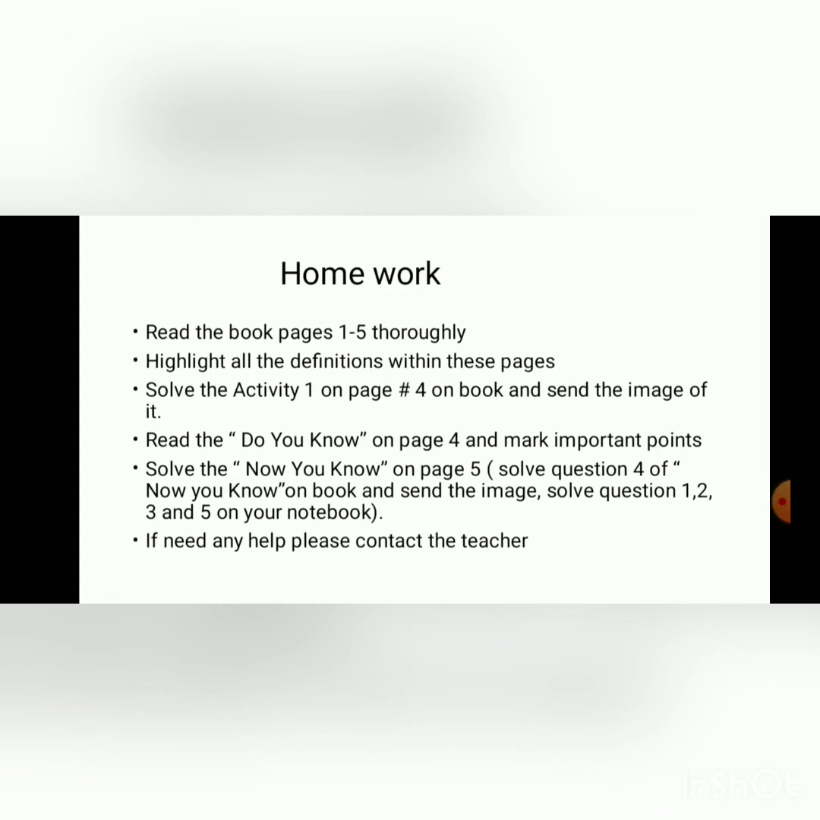You have to solve the question 4 of this now you know on book and send the solved image, and you have to solve the question 1, 2, 3 and 5 of this now you know on your notebook. If you need any help, you can contact me as well.